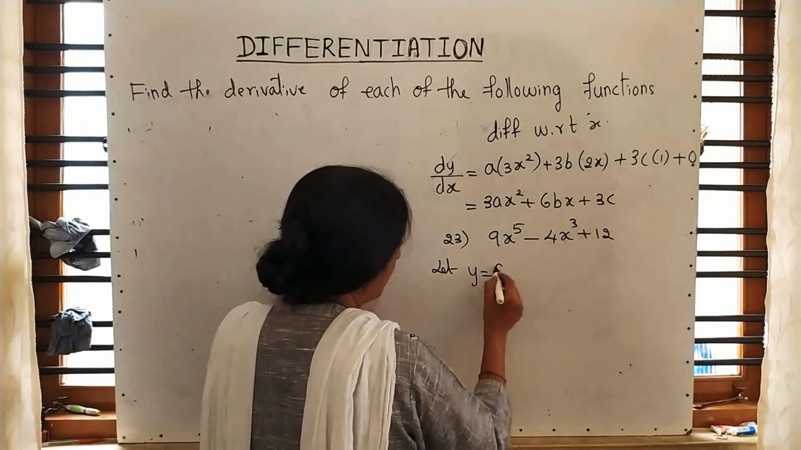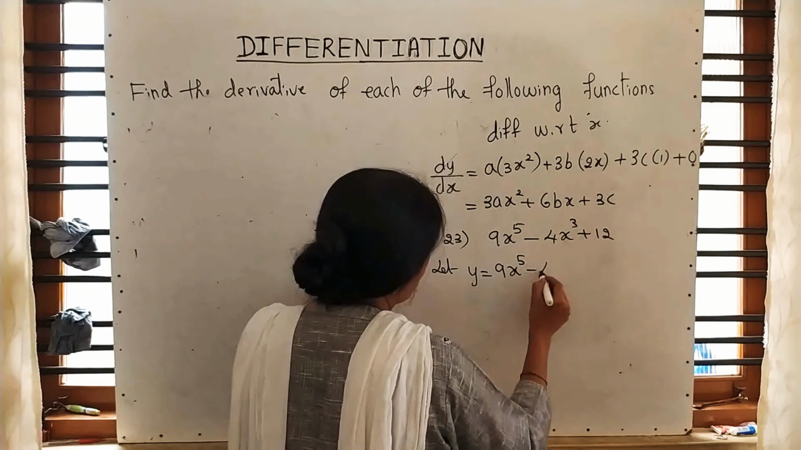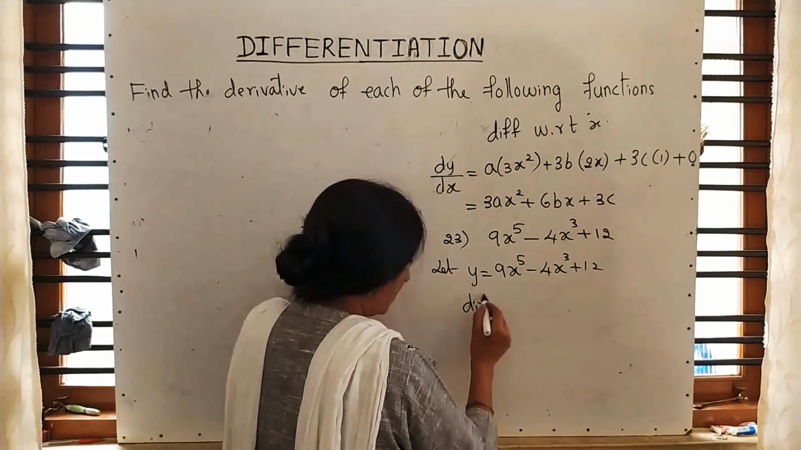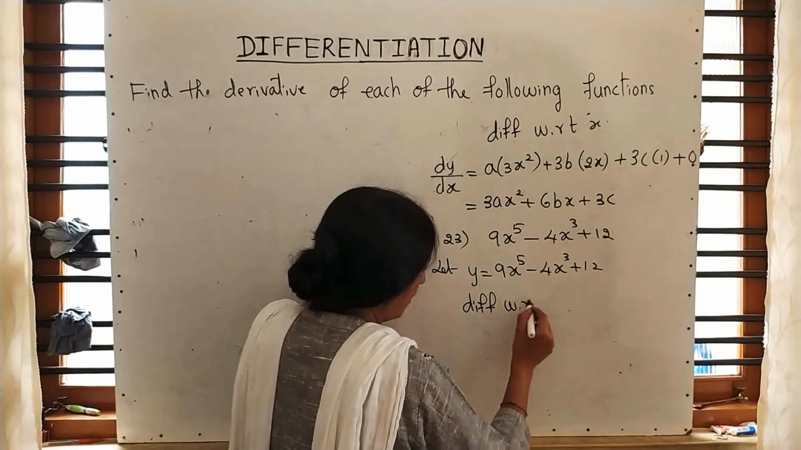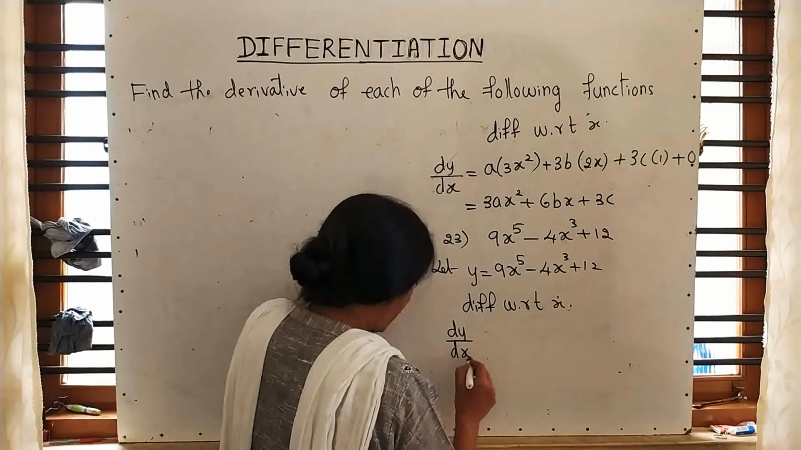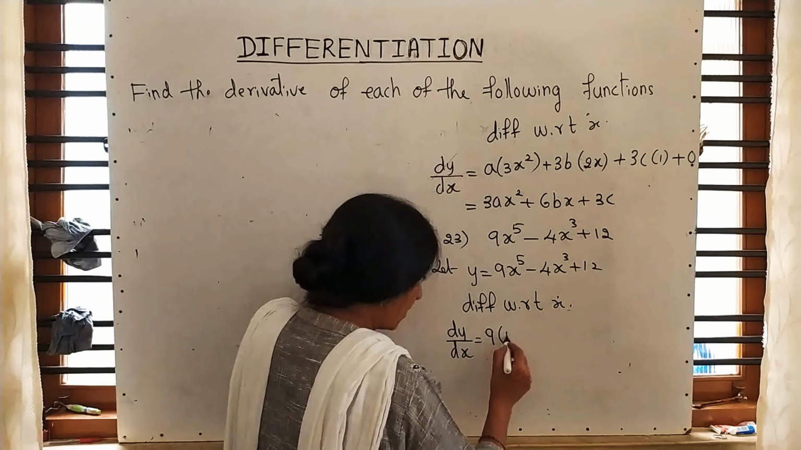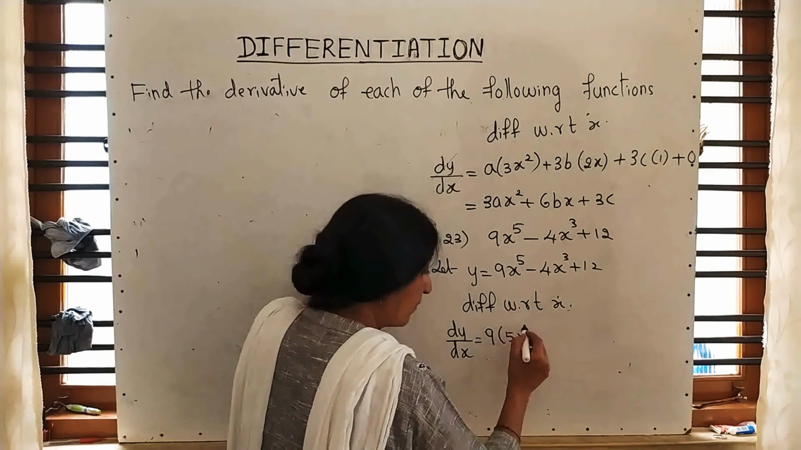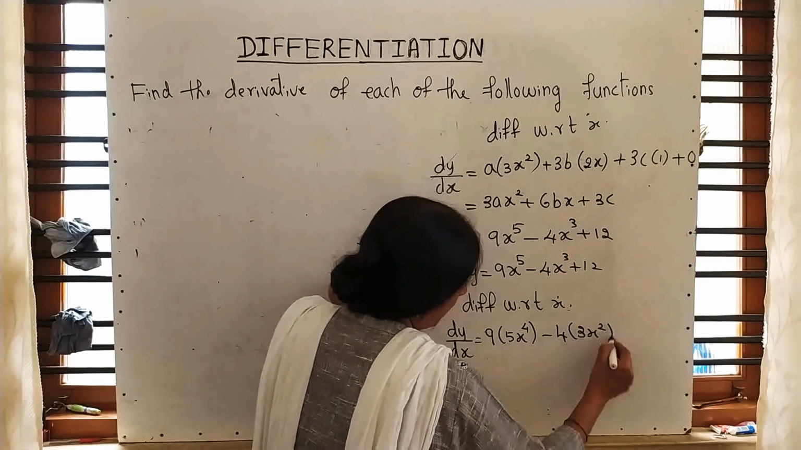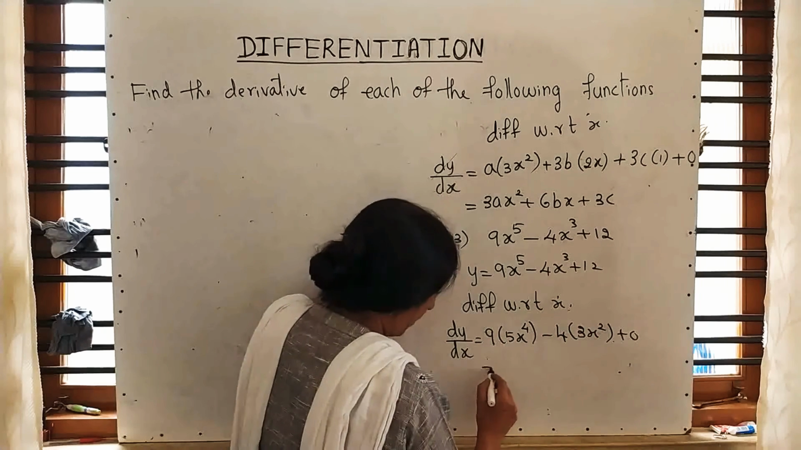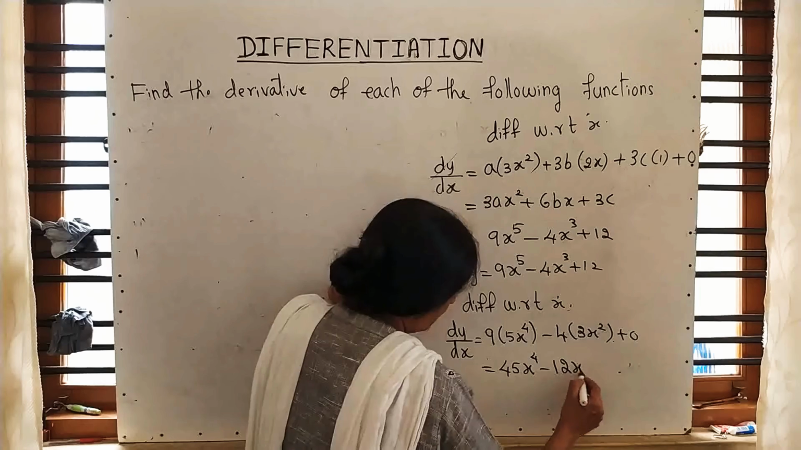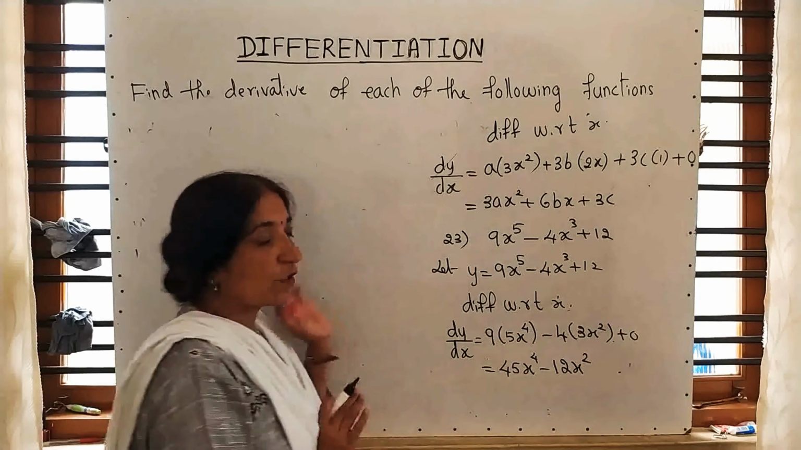Let y is equal to... differentiating with respect to x. dy upon dx. Keep 9 as it is. 5 into x raised to 5 minus 1 is 4. 3x square plus 0. Differentiation of 12 is 0. Understood? So this is how we are solving.